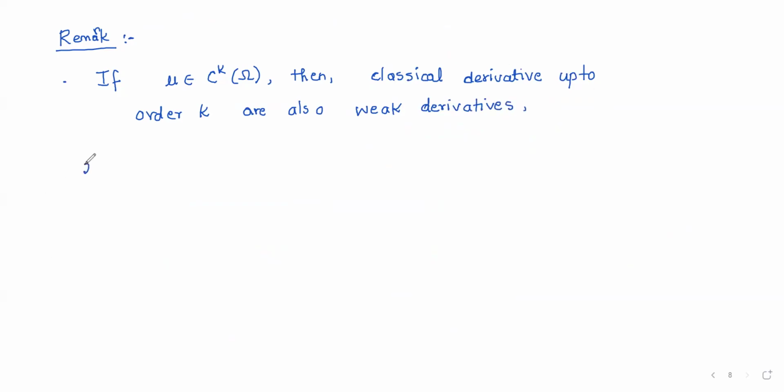And the second one is, if u is 0 almost everywhere on an open set omega, then all the weak derivatives are 0 almost everywhere on omega. So these are just consequences of the definition. You can check it.